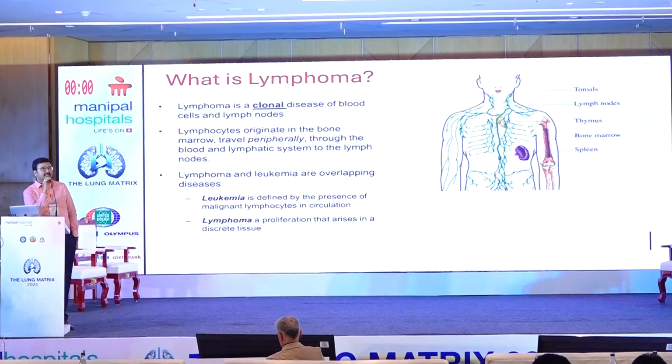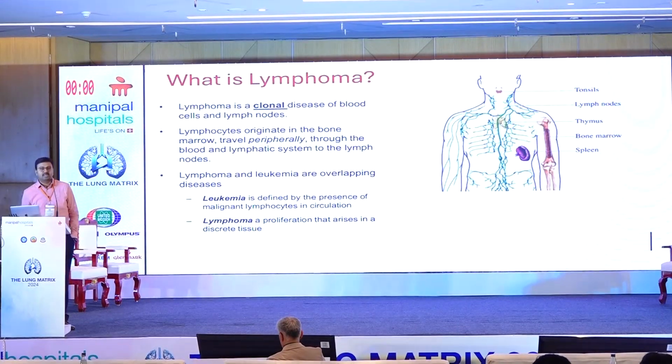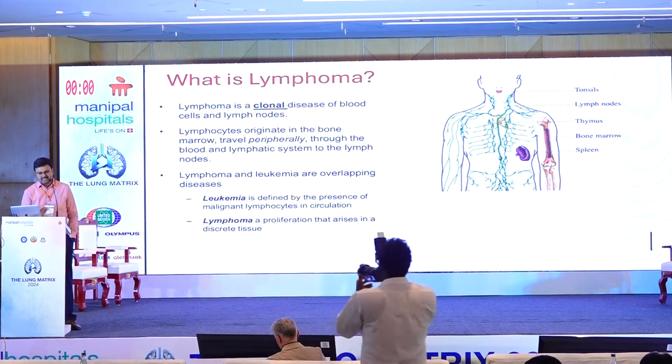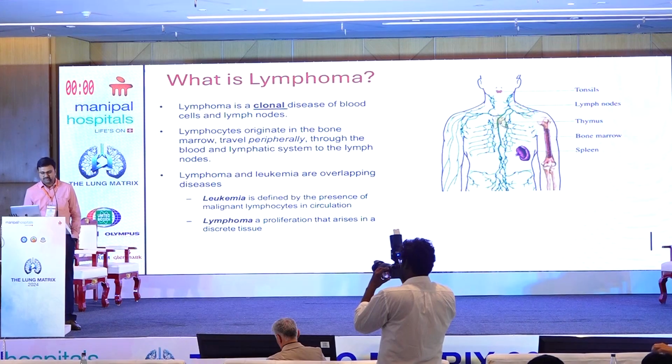So this was a question for me when I joined my training for oncology. What is a lymphoma and what is a leukemia? So lymphoma is nothing but a clonal disease of blood cells and lymph nodes. Lymphocytes usually originate in the bone marrow, travel through the body, and finally to the lymph nodes.